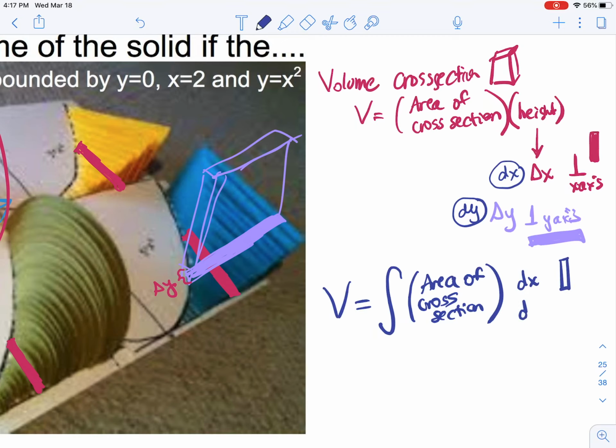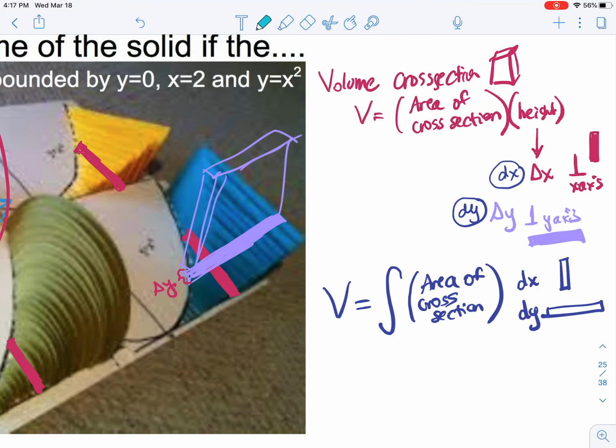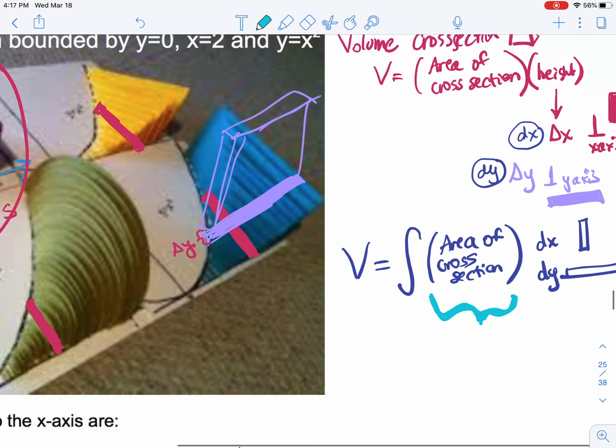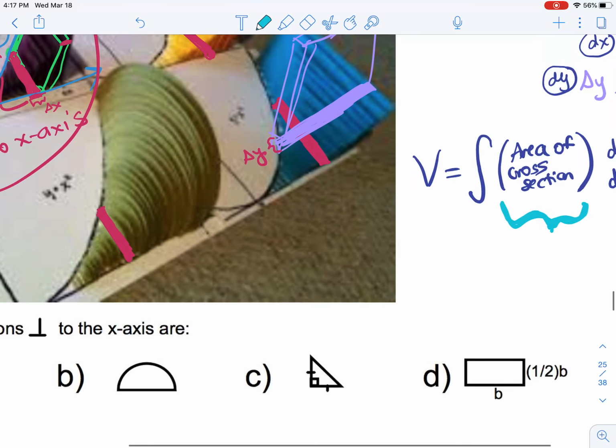And it's either going to be dx if your rectangle was drawn vertically, or dy if your rectangle happened to be drawn horizontally. So you want to pay attention to that area of the cross section, because every problem is different. I can't tell you exactly what you're going to see. I can definitely tell you the common shapes that there are, but you want to review some of these cross sections down below here. Really pay attention to those cross sections that you've got.